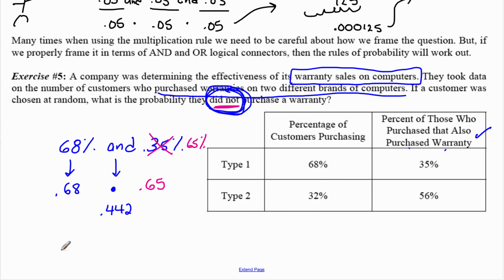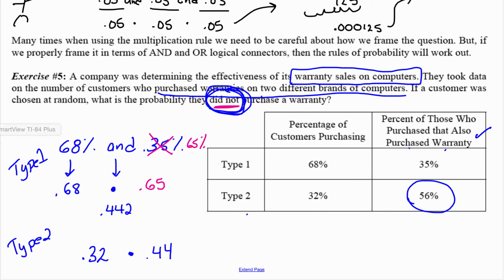Well, type 2, let's put this right here, type 1. So type 2, 32% purchased type 2. Remember, I'm changing it into a decimal. And 56% did buy that warranty. So I don't want to know how many did buy the warranty. It did not. So if 56 did buy, then 44 didn't buy. Once again, I'll go do some math. That's 0.1408.